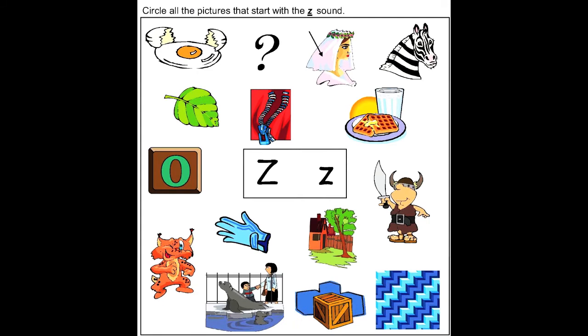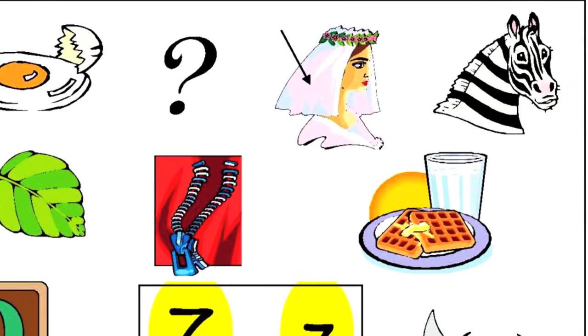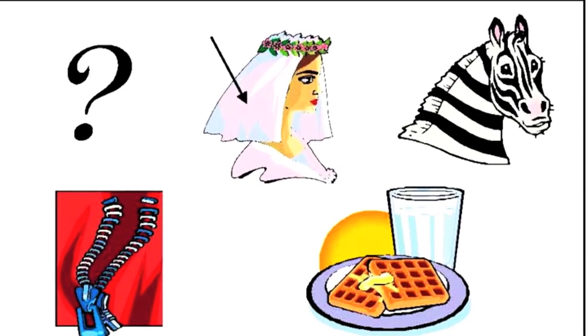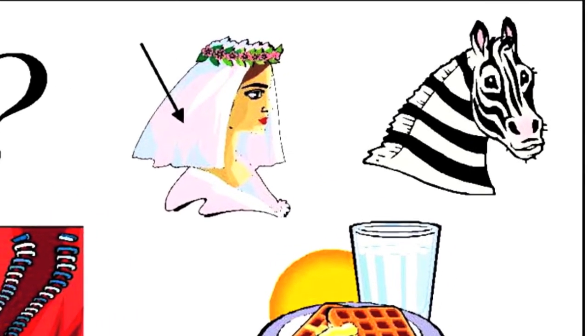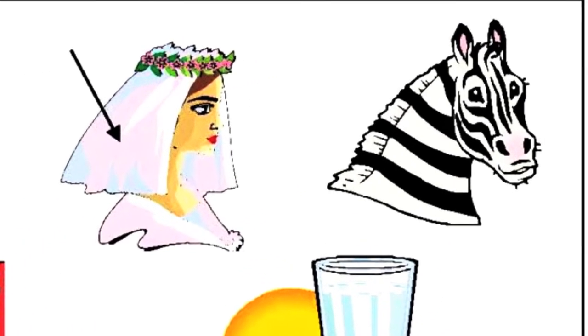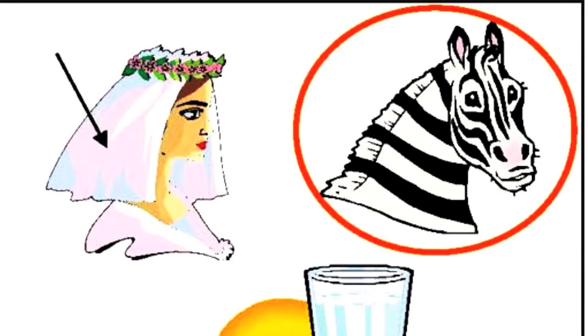In this exercise, first have the child identify the letter in the middle. This is also a good place to review his knowledge of upper and lowercase letters. The child may need some help identifying the picture. This is a picture of a zebra. Zebra. Since zebra starts with Z, he will draw a circle around it.